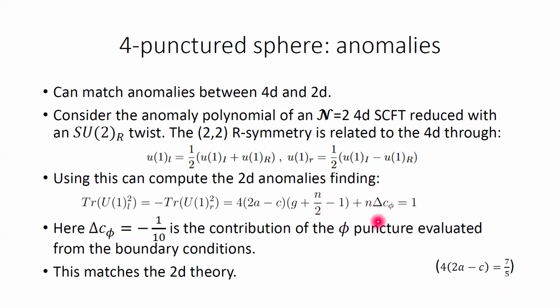You can compute the contribution of the punctures from the boundary condition description, and you can show that they give you this number. This is simply half the contribution to the anomaly of a chiral field with R charge 3/5. This equals to this case. What? These anomalies are all just equal?